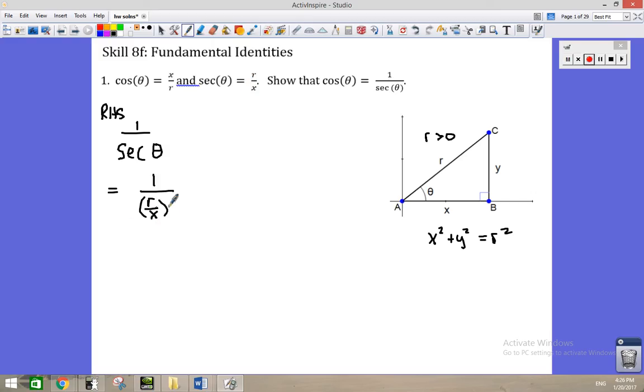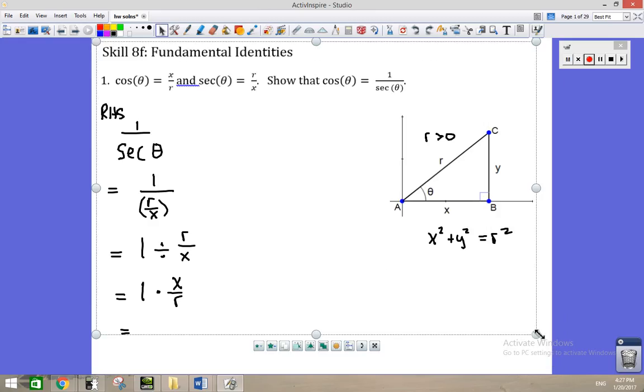So I have this complex fraction, a fraction within a fraction, and sometimes students remember it a little better if you write it with the division symbol instead of a fraction bar. We have 1 divided by the fraction r over x, and we can change this division to multiplication if we take the reciprocal of the divisor, if we flip this r over x. And now 1 times x over r, well, that's obviously x over r.